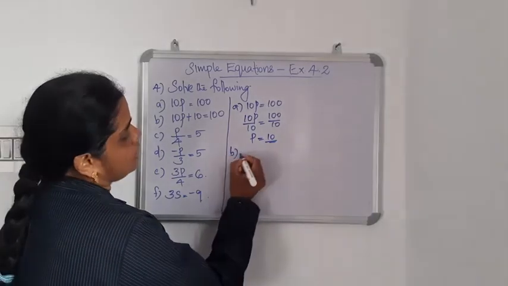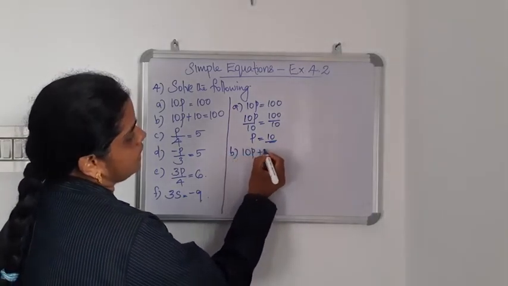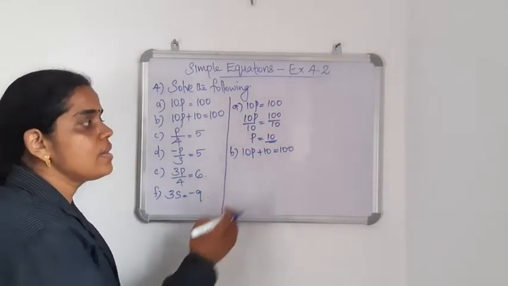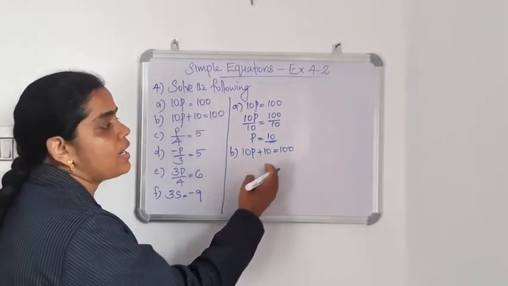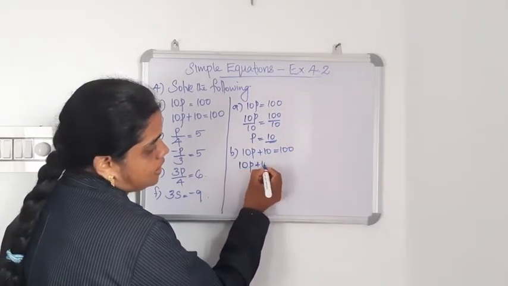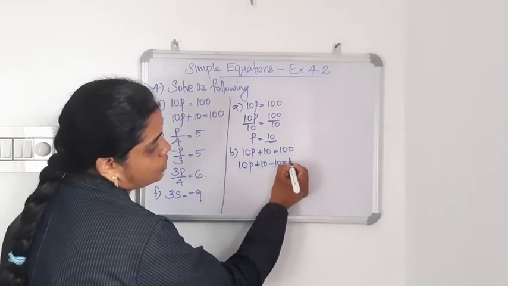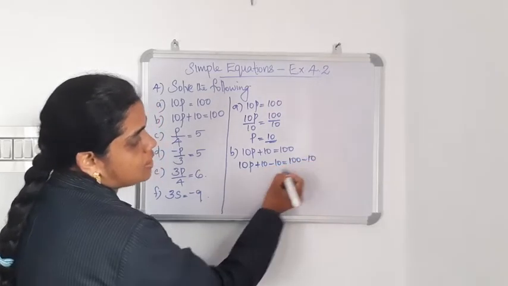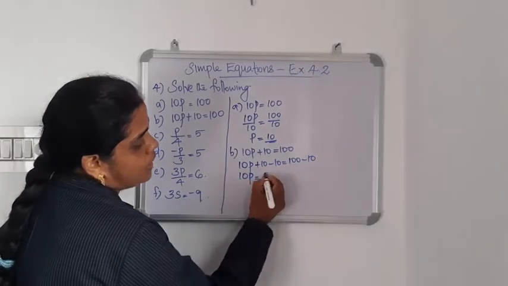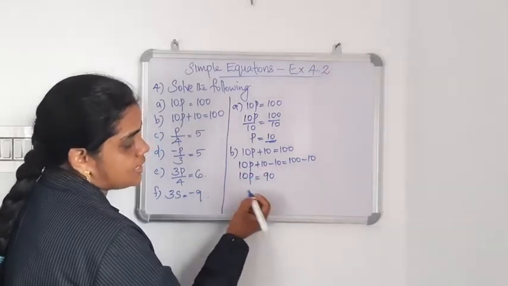Then second question, 10p plus 10 equal to 100. So what is the first step here? It is plus 10 now. So we can add a minus 10 on both sides. So 10p plus 10 minus 10 equal to 100 minus 10. So this and this cancelled. 10p equal to 90.